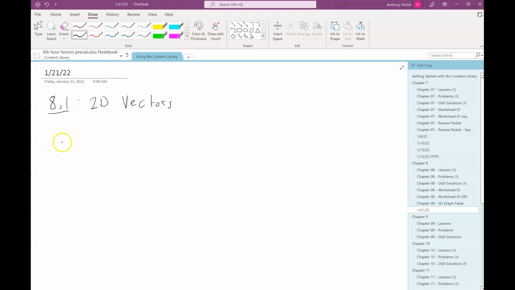Okay, so let's start with some definitions. We say a 2-dimensional vector is a quantity that has 2 parts. Those 2 parts are both real numbers. One is called the magnitude, and the other is called the direction.